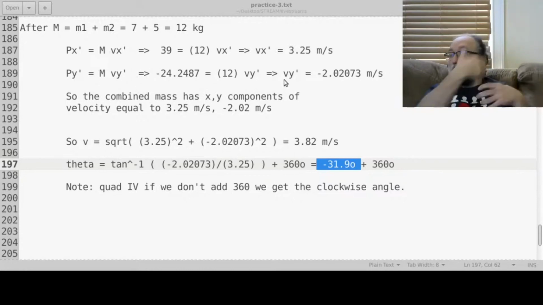Now, in quadrants 2 and 3, that isn't this problem, but if this vector had been in quadrant 2 or 3, you have to add 180. You can't avoid that, otherwise you get the wrong answer. But here in quadrant 4, adding that 360 is optional. And you say, well, what's the difference between the two choices? Well, it's whether you want to measure clockwise or counterclockwise.